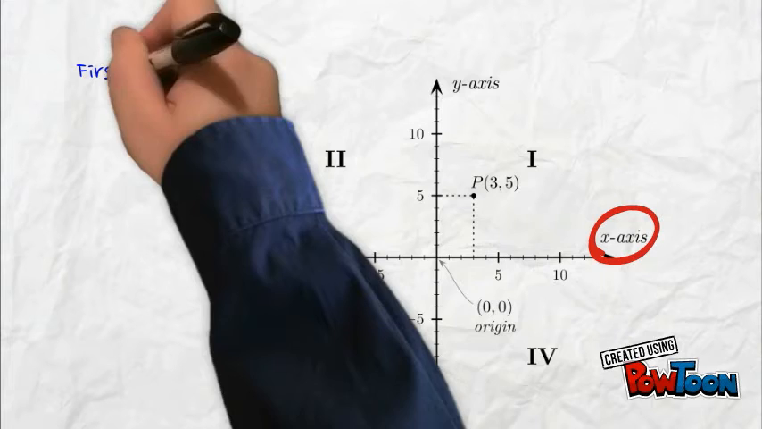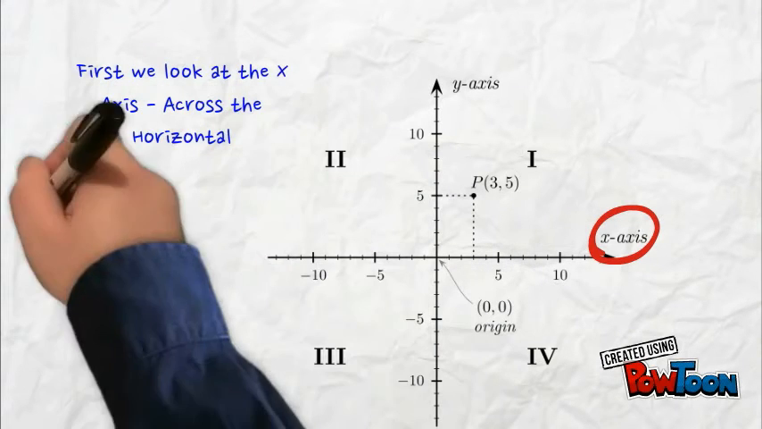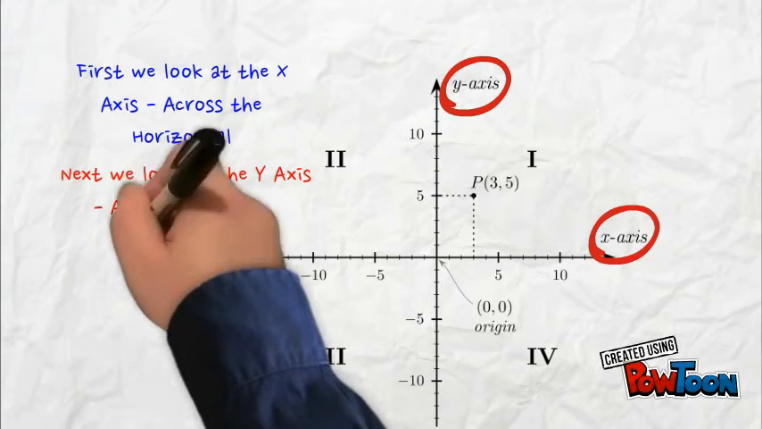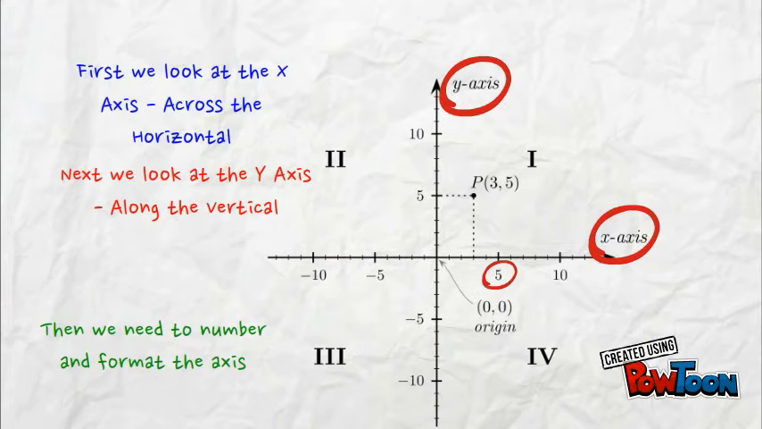Firstly, we have two planes, the x-axis and the y-axis. First, we look at the x-axis, which is along the horizontal. Then we look at the y-axis, which is along the vertical. This all makes perfect sense, but to use this effectively to plot points, we must also number the axis.